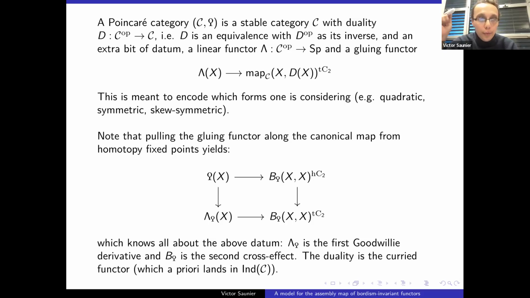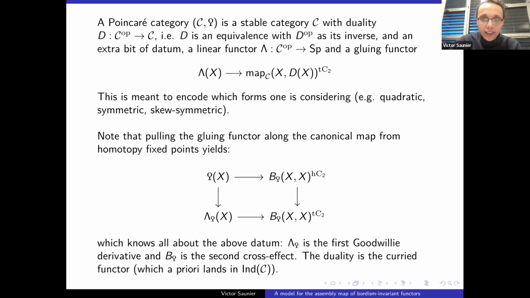If you want to recover the B kappa, which is another name for map x dx, you just have to take the second cross effect. And then it's only a condition on kappa that everything gives you a Poincare category. The conditions are, I want my second cross effect to be exact in both variables, and I want my duality, which is a priori just a functor that maps into C, to be a functor from C up to C. So I want it to factor through the Yoneda embedding, and I want this to be an equivalence.